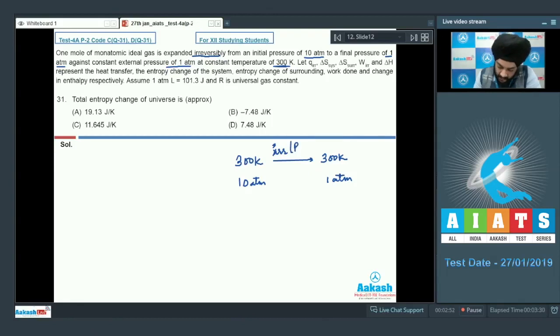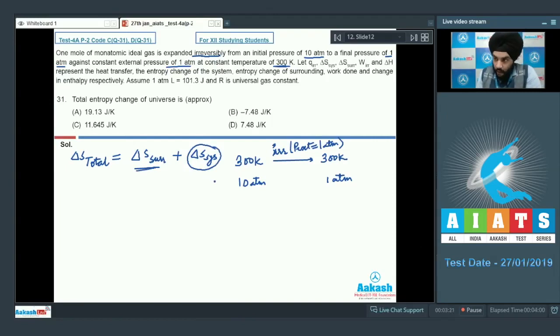The external pressure given to us is equal to 1 atmosphere. So the examiner seems to be interested in the total entropy change of the universe. So if we talk about the total entropy change of the universe, delta S total, it can be written as a sum of the delta S of the surrounding plus the delta S of the system. So we can deal with the delta S system first, then we can talk about the delta S of surrounding. So delta S system, entropy is a state function. So delta S system can be directly found out from the formula.